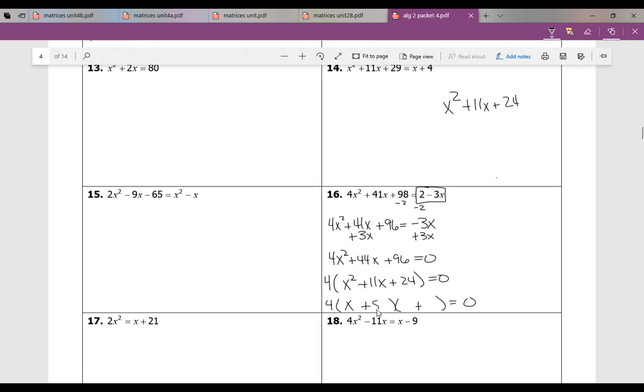So you said 8 and 3. Now, this is a factor. 4 is a factor. But if I set 4 equal to 0, that doesn't make any sense, does it? Okay, so that gets thrown away. I basically want to take anything that has a variable in it and set that equal to 0. So I'm going to take x plus 8, set it equal to 0, x plus 3, and solve those smaller equations. X equals negative 8 and x equals negative 3. So my solution set would be negative 8 and negative 3.